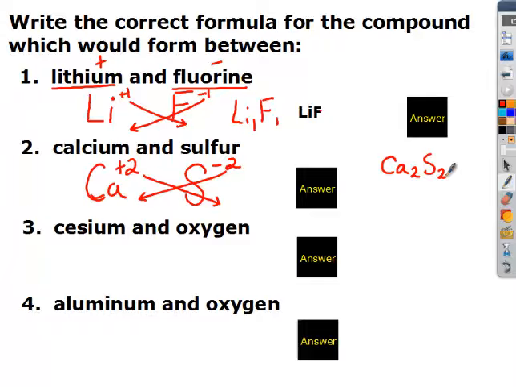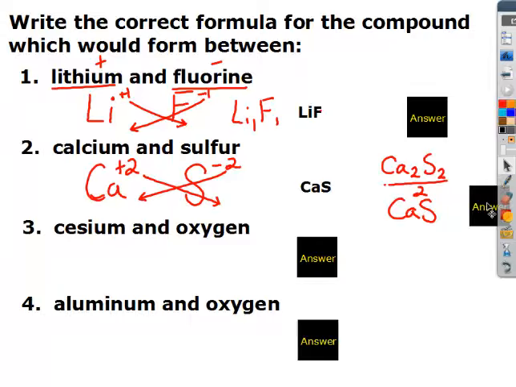The correct formula, you have to simplify. If I have a 2 for calcium and I have a 2 for sulfur, I can cross them out. I can divide both of those 2's by 2. If I divide both of them by 2, my formula is going to be CaS. And if we look, my formula is CaS. Okay? So you want the simplest form. I had 2's there, so I had to divide each of them by 2 to get the formula.